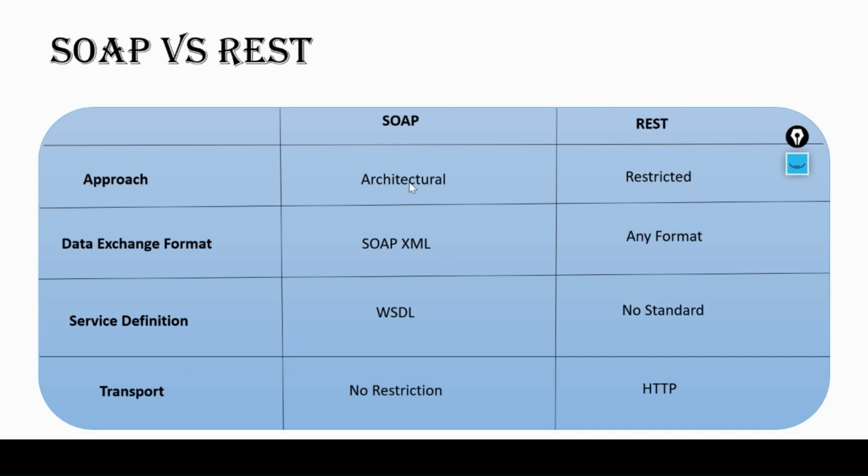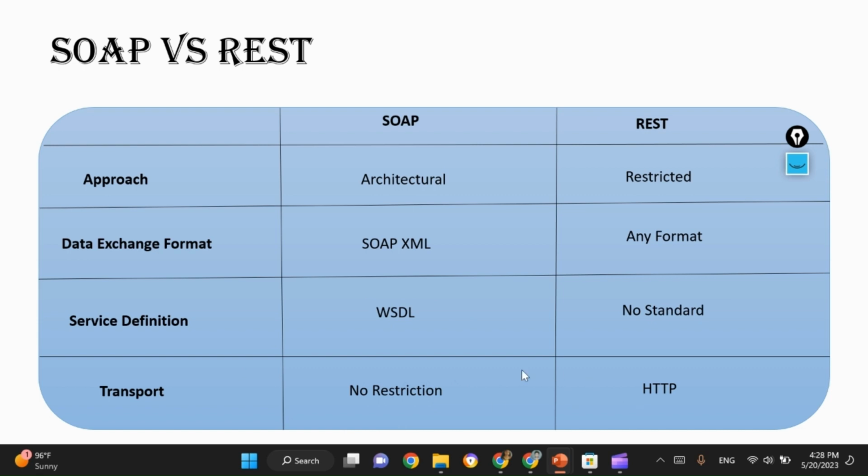SOAP uses an architectural approach, whereas REST is somewhat restricted. Data exchange format: SOAP uses XML format, whereas REST can use any format, like MQ also. Service definition: SOAP uses a specific service definition called Web Service Definition Language, whereas there is no standard service definition for REST. Transport: SOAP has no restriction with its transport. We can use HTTP or any other, like H2 or MQ transportation, whereas REST uses only HTTP for its transportation.